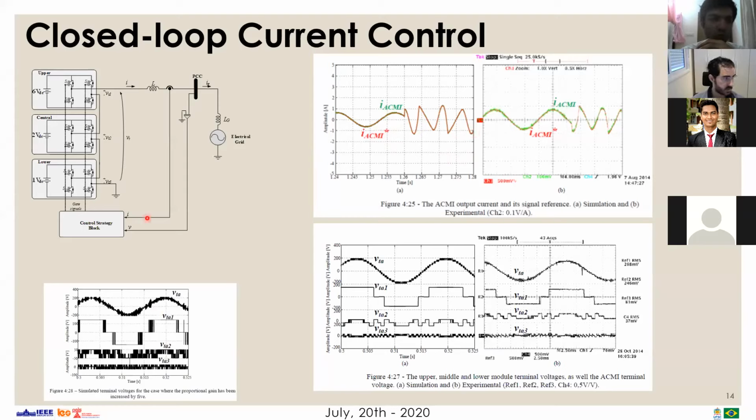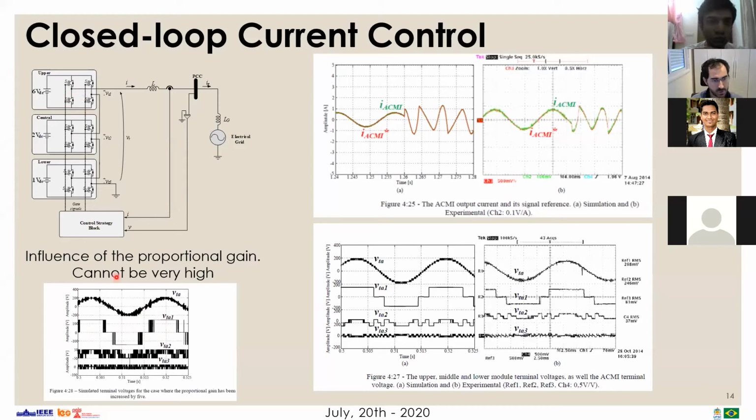And there is an interesting observation here, which is that the proportional gain of the current controller plays an important role in the structure, because if I increase the proportional gain to high values, in order, for instance, to make the controller faster, this may present a lot of commutations at the upper module. Remember that this is the voltage of this upper module.